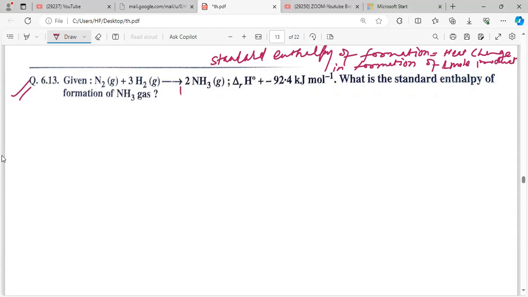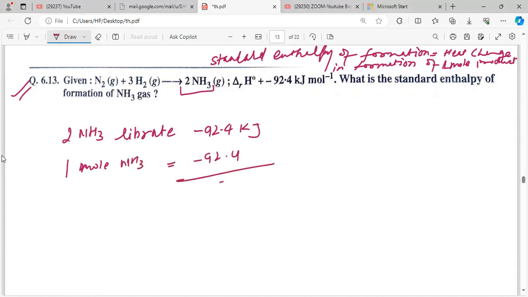See, how many moles of product are forming? 2 moles of NH3. How much energy is liberated? Liberating, that is minus 92.4 kilojoule. So for 1 mole of NH3, what will we do? Minus 92.4 divided by 2, so it will be 46.2 kilojoule per mole.